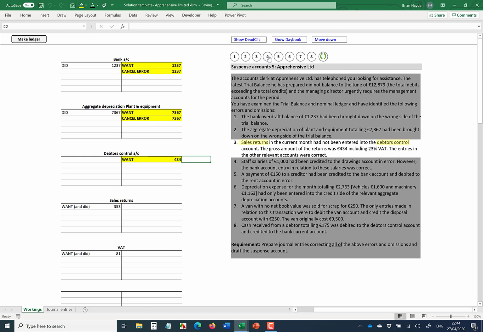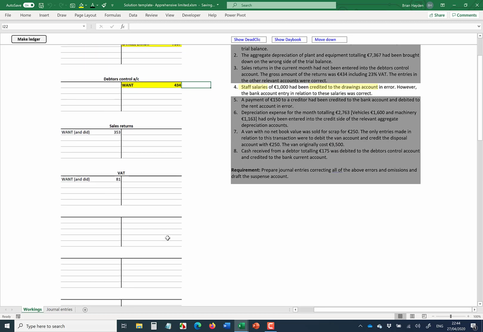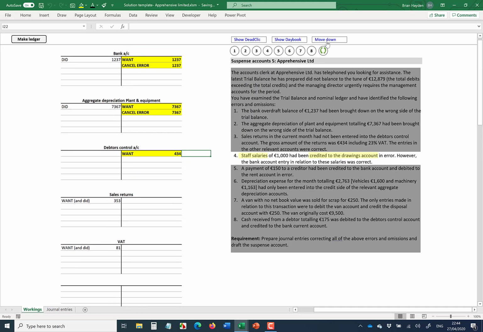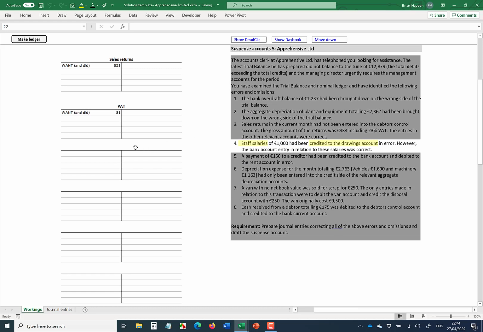Now moving to number 4. This is one that we saw a variation of in a previous question. So staff salaries of €1,000 have been credited to the drawings account in error. However, the bank account entry in relation to these salaries was correct. So staff salaries, okay, so we need to have the salaries account utilized for this. I'm just going to move things down a wee bit here. They went into the drawings account in error, and the bank account, however, was done correctly. So they had been credited to the drawings account, so that's what we did. They should have gone to the salaries account.